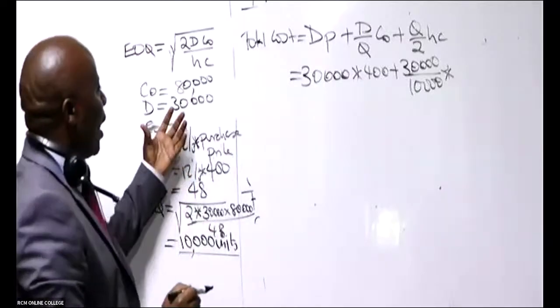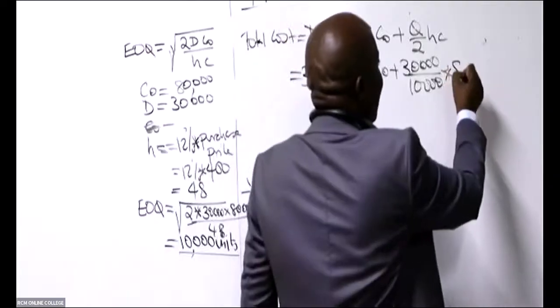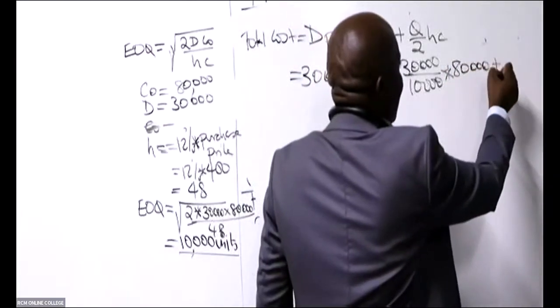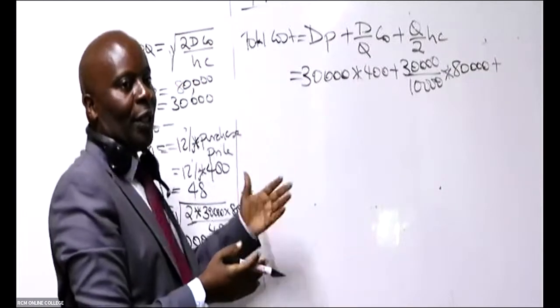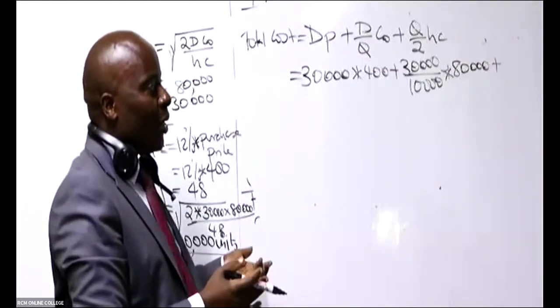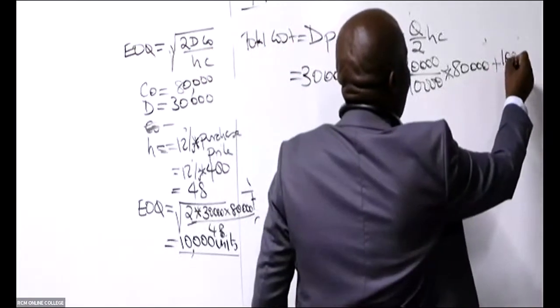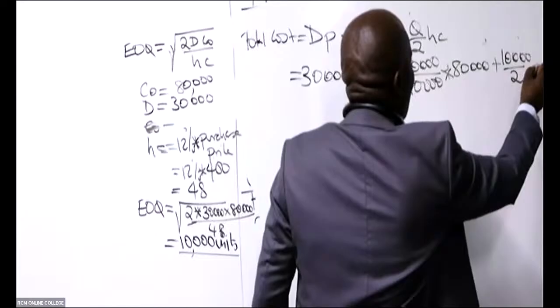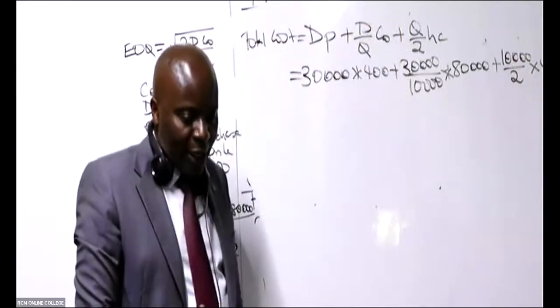The cost per order is how much here, somebody? It is 80,000. Cost per order is 80,000 plus, in this case, again, Q over 2, the same quantity, which is the EOQ we are ordering. So the Q, ladies and gentlemen, here is 10,000. 10,000 divided by 2 times the holding cost, which is 48.